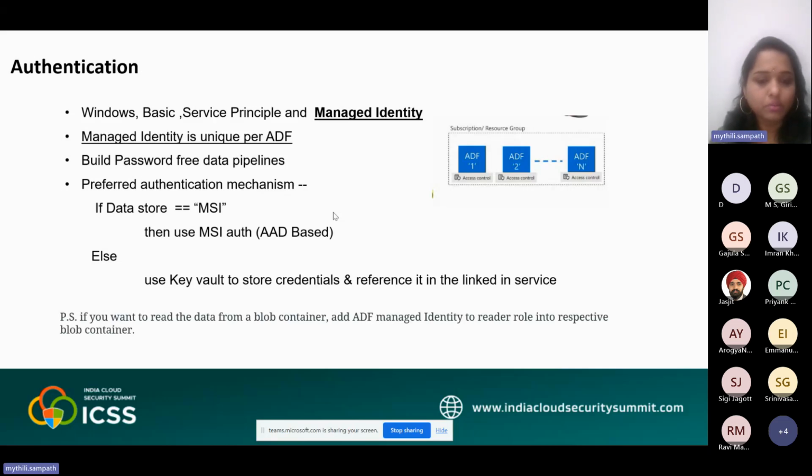And for example, if you want to read data from a blob container, the managed identity can be used, and this is an example of RBAC. We can define the reader role for that ADF managed identity. It just goes and reads the blob container. It doesn't do anything more than that. And even if you have a SQL database, you can control access database-wise and table-wise. So you have that level of security.